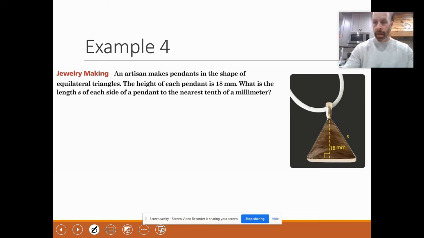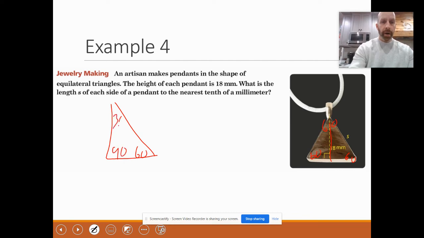So the key thing to recognize here is since this is an equilateral triangle, each of the angles is 60. Now, since we have an altitude drawn here in the middle, that means that this is 60, this has to be 90, and then by our triangle angle sum theorem, we know that that has to be 30. It's a 30, 60, 90.